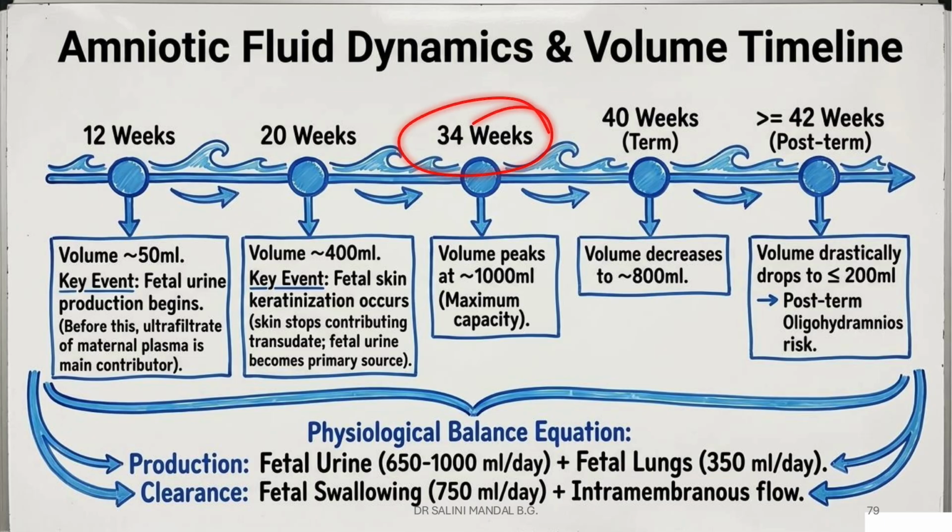By the 34th week, it peaks, that is 1000 ml, maximum capacity. By the 40th week, it decreases to 800 ml. And if it is post-term, more than 42 weeks, it drastically decreases to 200 ml. At that time it becomes oligohydramnios, and risk will be there. When we talk about urine production, remember fetal urine is 650 to 1000 ml per day, plus fetal lungs contribute. Fetal swallowing clearance is about 350 ml per day, and intramembranous flow is 750 ml per day. These are the ones you have to remember.